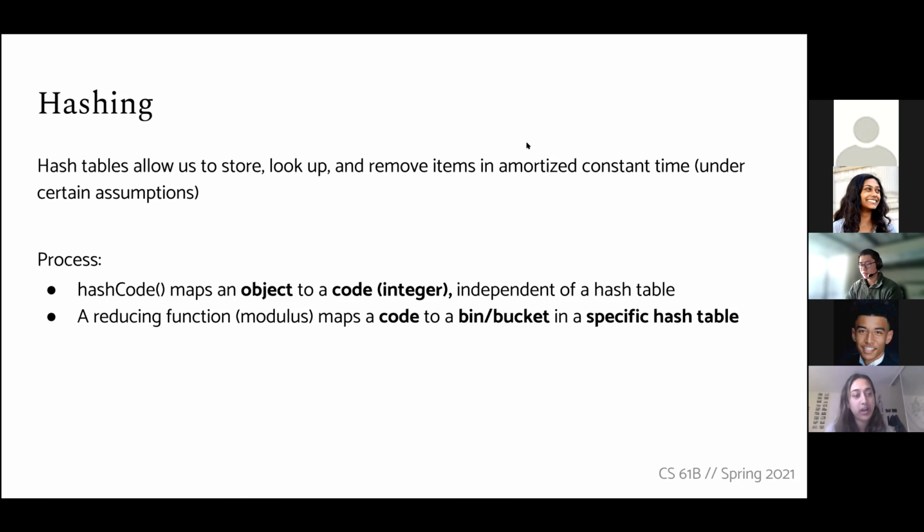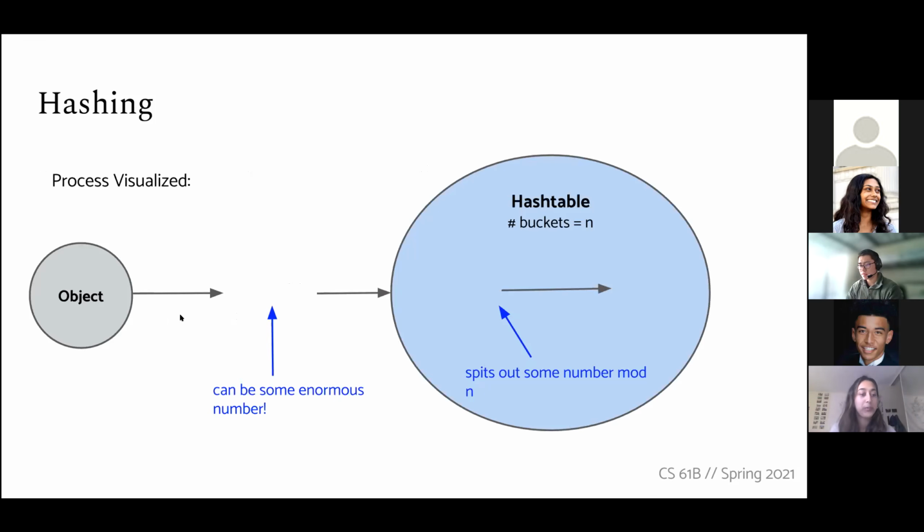Just to talk about a diagram for this, if you want to visualize the process, we start with our object on the left side, and then we use our .hashCode function to convert this object. This might be a dog object that you saw in your lab, or something else that's not represented as a number. This hash code is going to take this object and convert it to some enormous number. And then we use our reducing function, typically our modulus function.